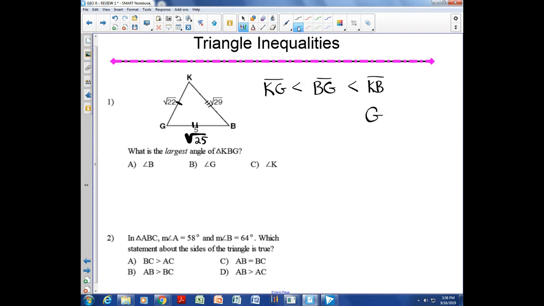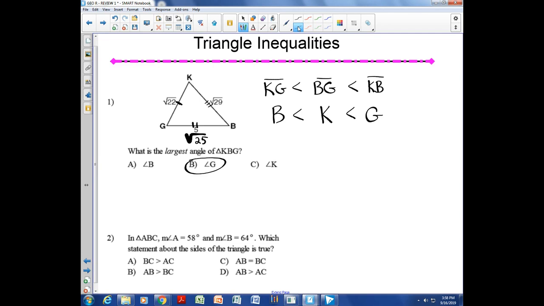That means G is also my largest angle, which will be greater than, I see side BG, the missing letter is K. That means K is opposite side BG. And if KG is my shortest side, then the angle opposite is the letter that's missing, which is B. This question is, what is the largest angle? And the largest angle clearly is angle G.